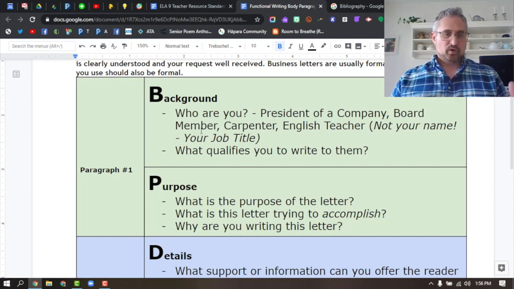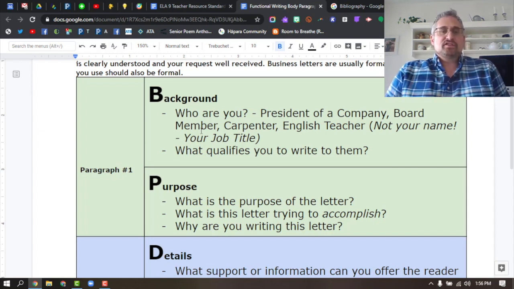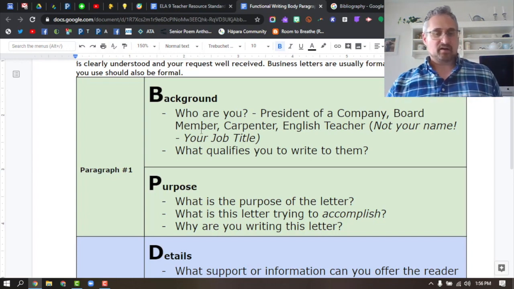Then the next one will be purpose. What is the purpose of the letter? What are you trying to accomplish? Why are you writing this? What do you want? What is your request? And you should state that right there in the first paragraph.